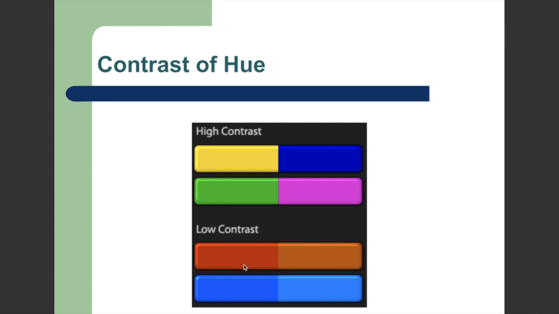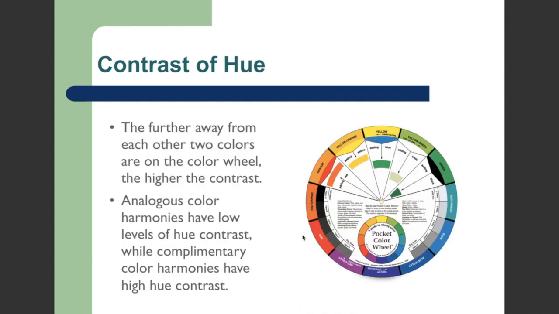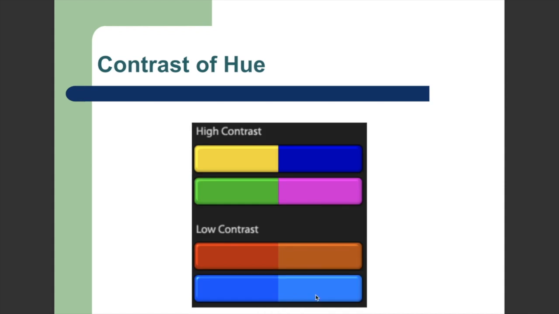These colors have low hue contrast. So this is red and red orange. Red and red orange have low hue contrast. Actually, this is blue and this is really the same hue, so it has low hue contrast.